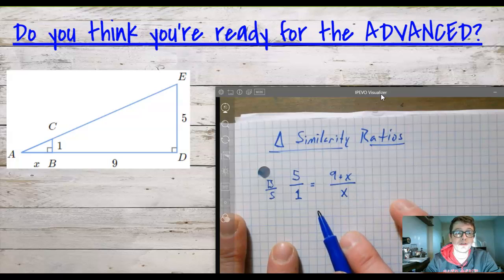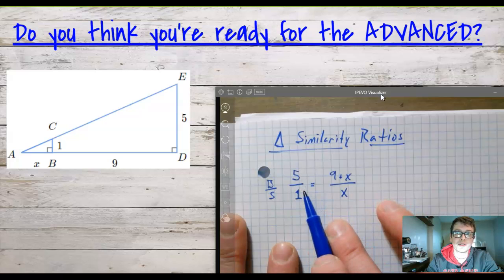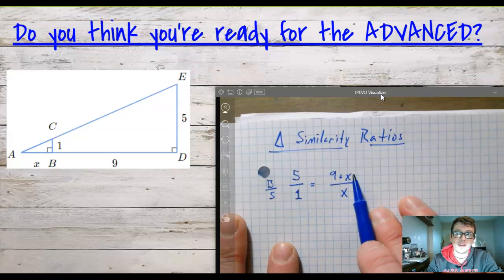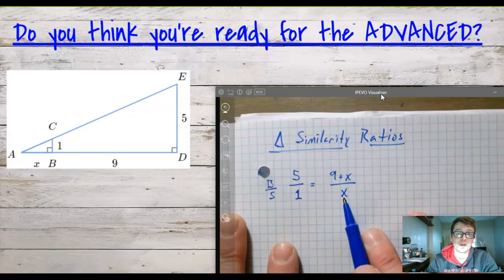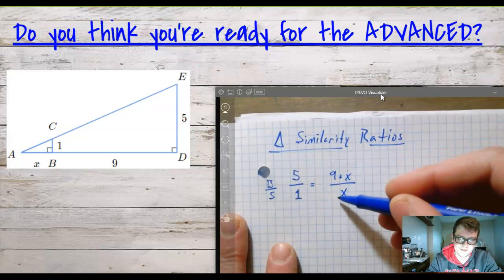Does anybody have questions on how I set up my big triangle compared to my small triangle, where the base of my big triangle is 9 plus x and the base of my small triangle is x? Kaylin? Question about that, but wouldn't x over x just equal 1? Like you've got 9 plus x over x, so you could just cancel both x's and get 1. So you're saying this becomes 1?